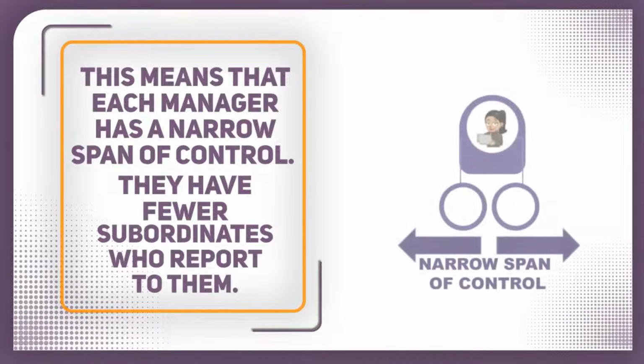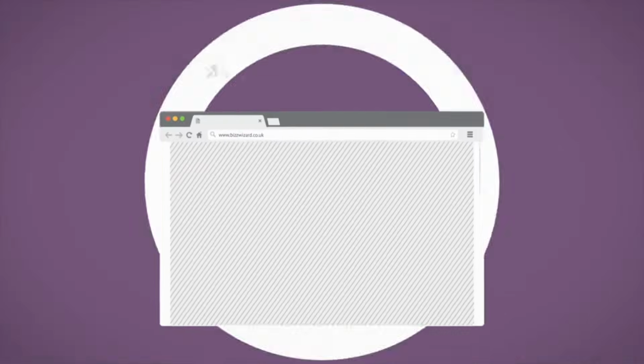It's worth noting though that this is not always the case, and a huge business, such as Amazon, would have a massive organisational structure with many layers. However, managers will also likely have lots of subordinates who report to them.